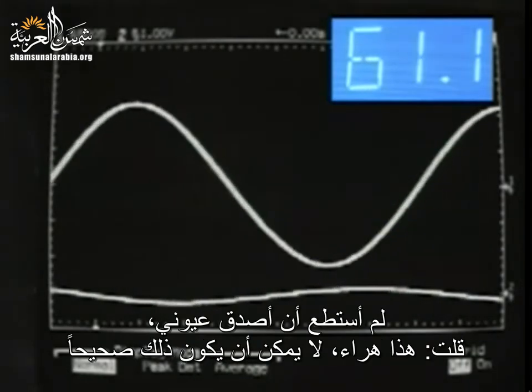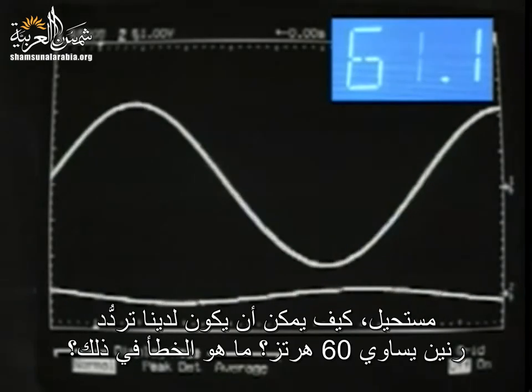I couldn't believe my eyes. I said, this is nonsense. This cannot be. It's impossible. How can you have a 60 hertz resonance frequency? What is wrong with my reasoning? Well, we were staring at each other in disbelief, and so we went on.